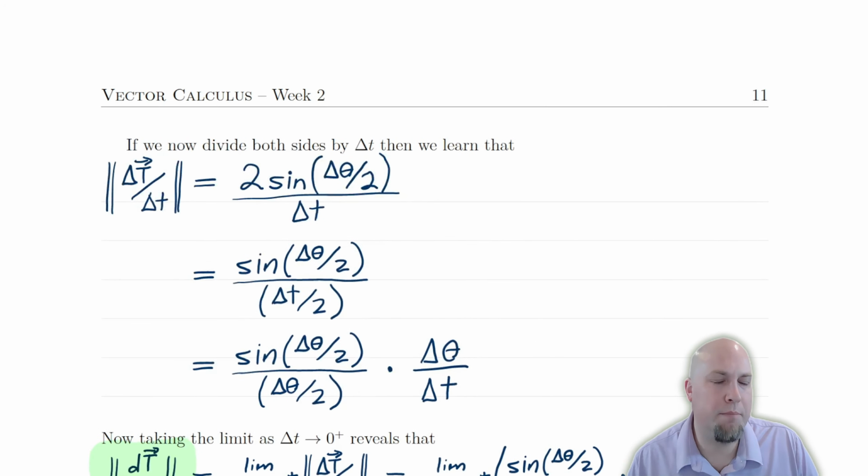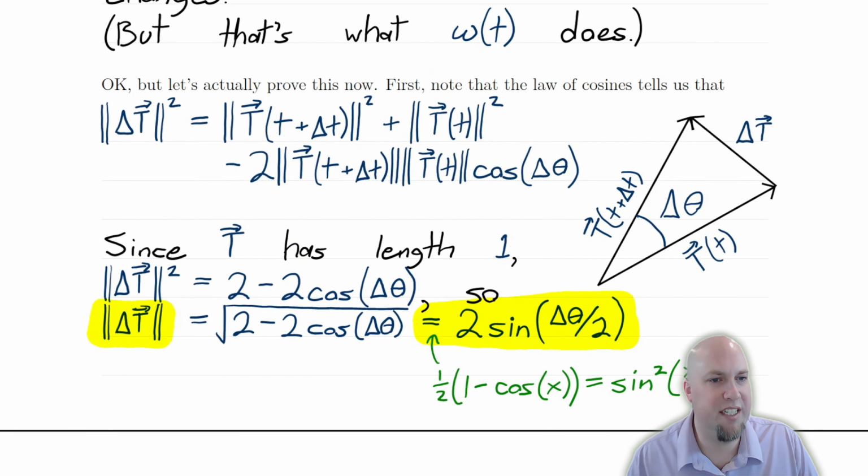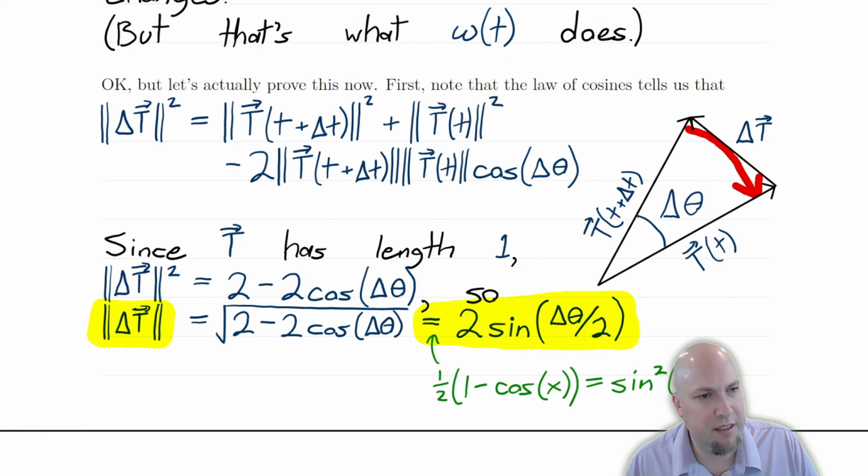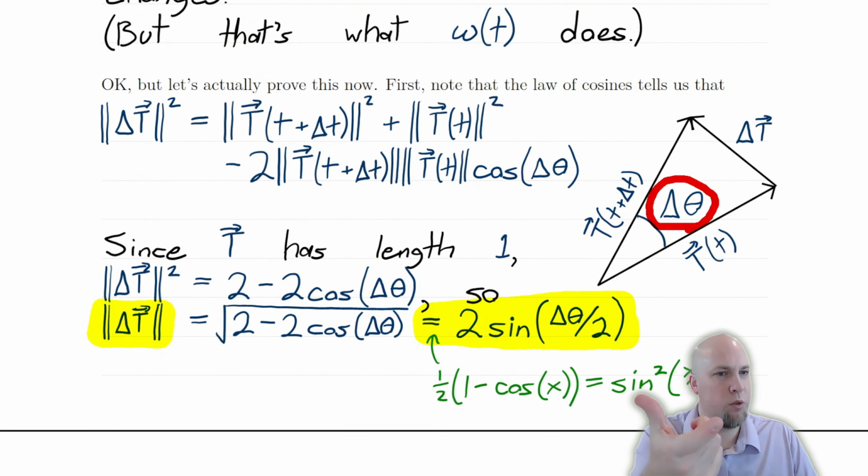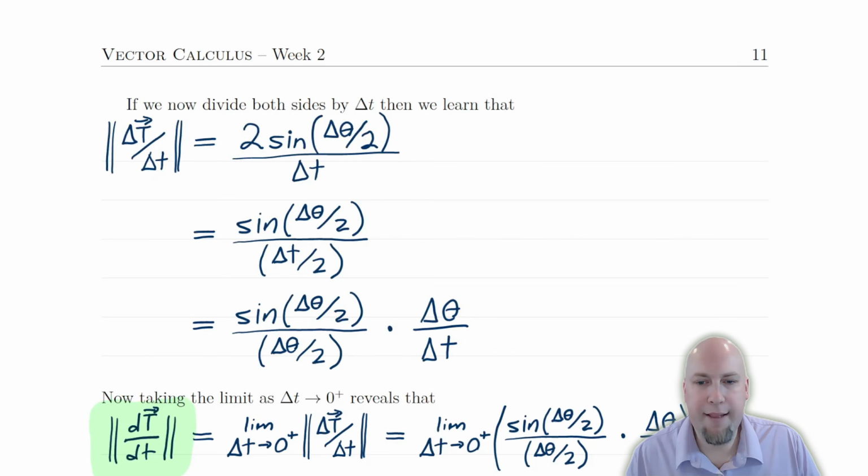If you go back up to our picture where we introduced delta theta, as delta time goes to 0, this side of the triangle is moving over towards this other side of the triangle. The delta theta, the angle between them, as delta time goes to 0, the delta angle is going to 0 as well. And that's all you need.